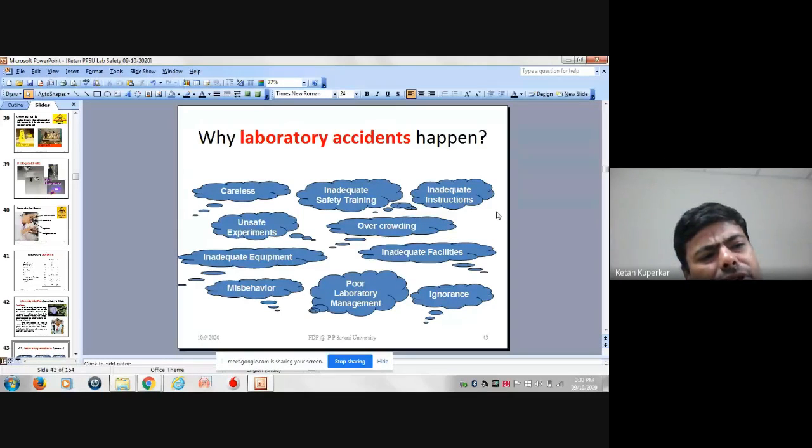Now, based on this particular accident, it was evaluated and several different points came into the picture which highlighted the different factors by which accidents happen. It is the carelessness of the lab mates, the unsafe experiments, the inadequate equipment and facilities, the inadequate instructions from the instructor or the lab technicians or the laboratory in charges, the ignorance or misbehavior from the student side, or the poor laboratory management. All together they compile up and may contribute to such kind of severe laboratory accidents.